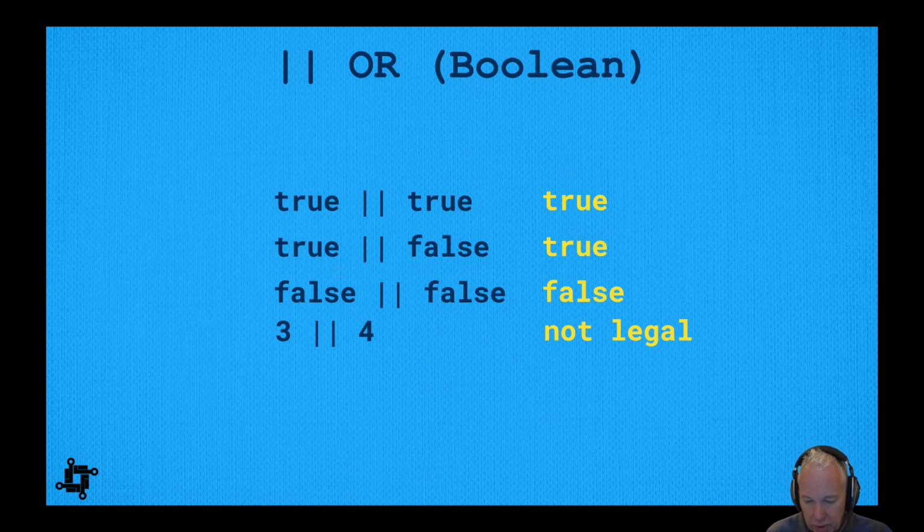True or false. In this case, we have one true on one side, even though we have a false on the other. Because we had one true, this also is true. Third, here we have false ored with false. Now in this case, we don't have any trues on either side, so that means the result will be false, because we said if this or that, if neither of them happen, then it's not going to happen. It's not true. And then again, 3 or 4 is not legal because those are not Booleans.